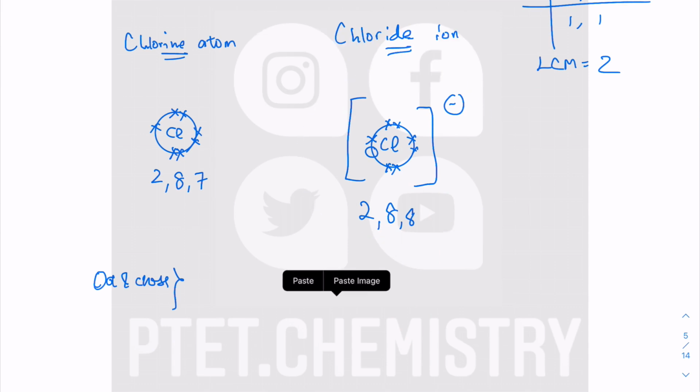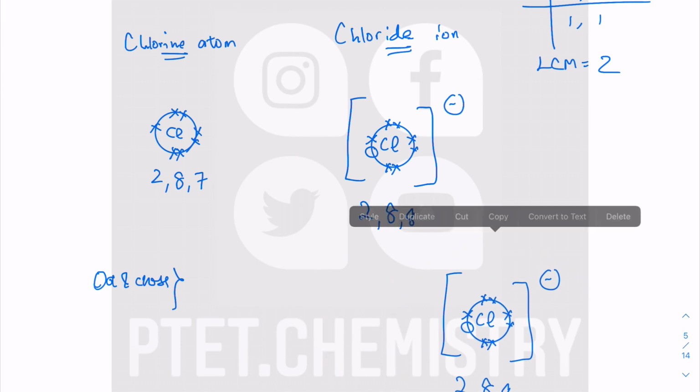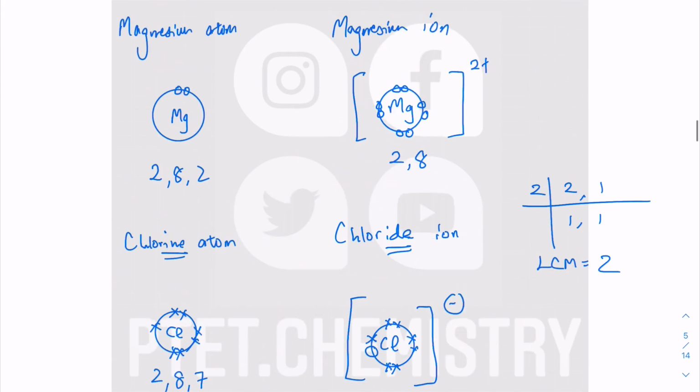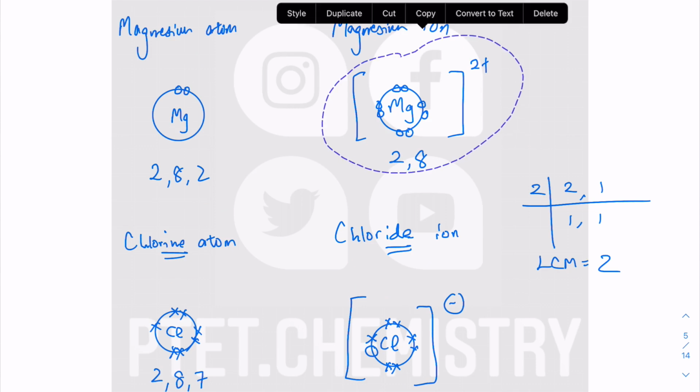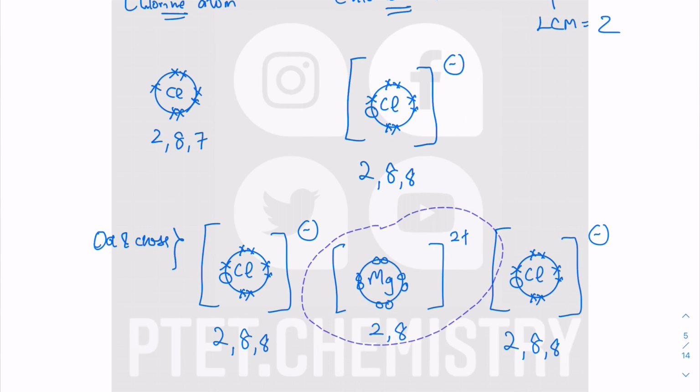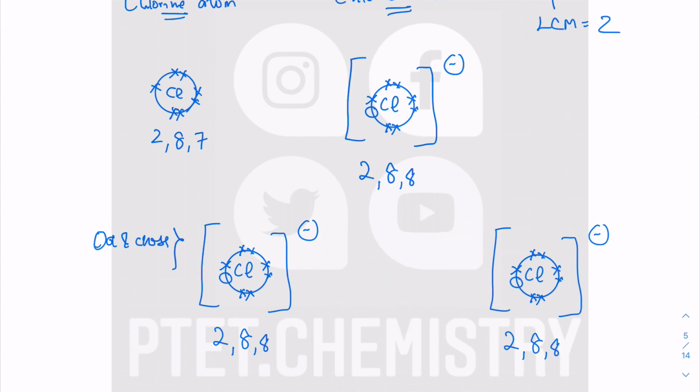Hang on, let me see. 1 of these, 2 of these, and then you have 1 of the magnesium 2 plus. And that should be nice and happy as an ionic compound. So that is nice and happy as an ionic compound, 1 Mg2 plus and 2 Cl minus.